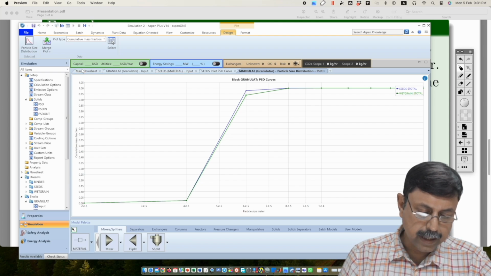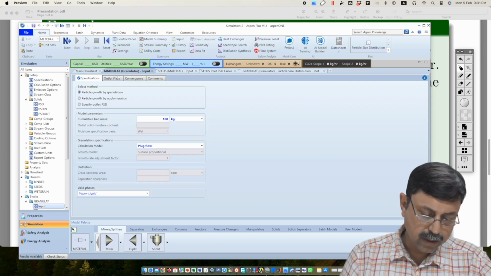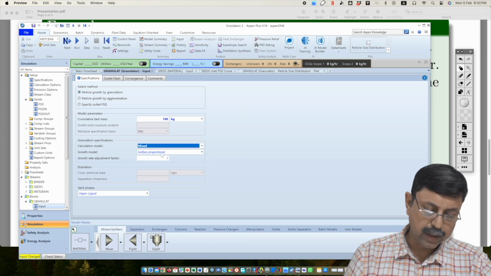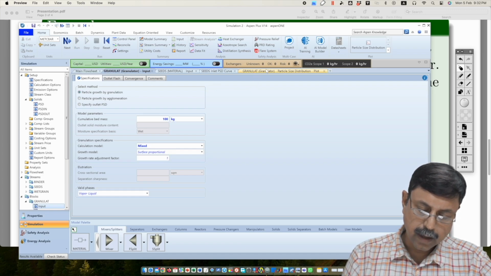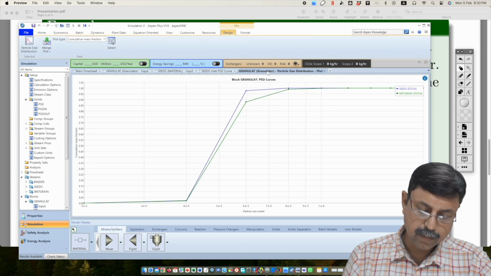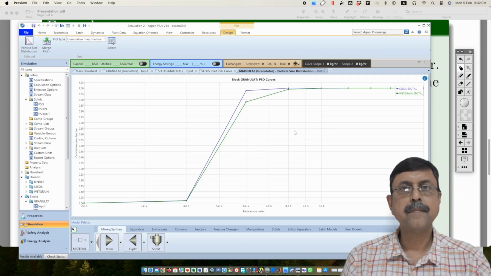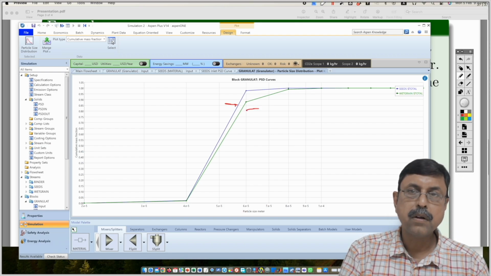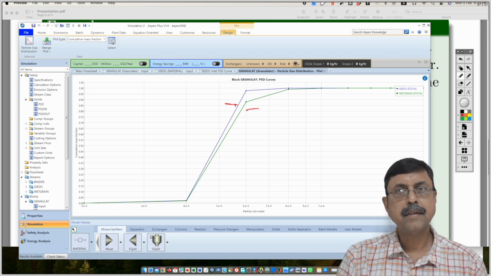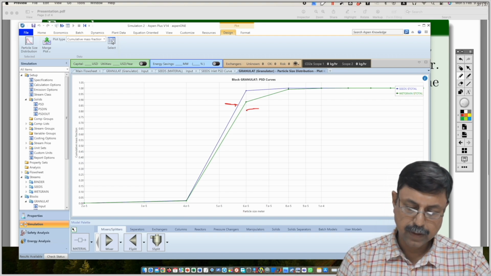Okay, so this is by plug flow model. And if we use the mixed flow model, suppose we use surface proportional, okay, then run it, and you see the particle size distribution, it changes. Okay, for plug flow model, the change is not that much, but for mixed flow model, the change is quite wide.